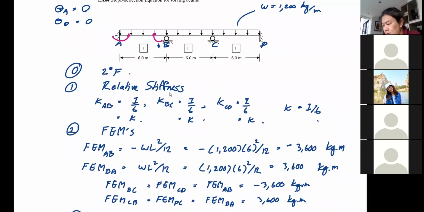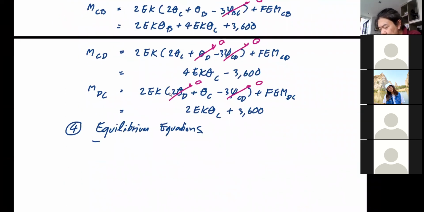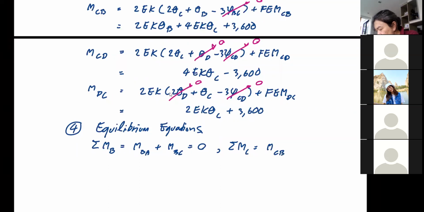And likewise at C. So your equilibrium equations will be sigma MB, which is equal to MBA plus MBC, must be equal to 0. And likewise sigma MC is just going to be MCB plus MCD. They must be equal to 0. So you now have two equilibrium equations to solve for two unknowns.